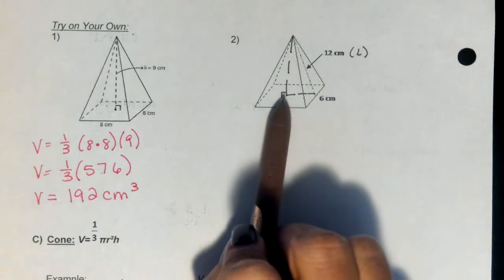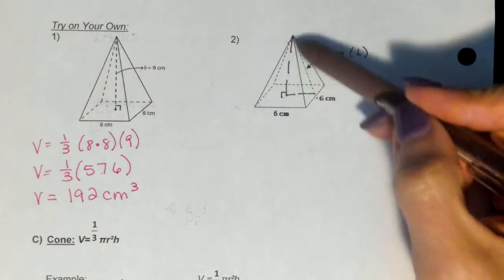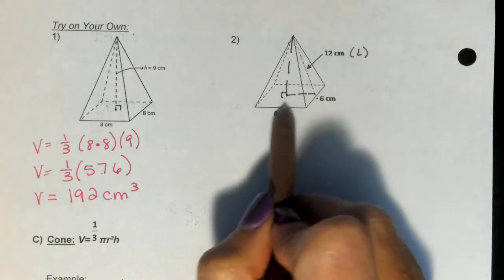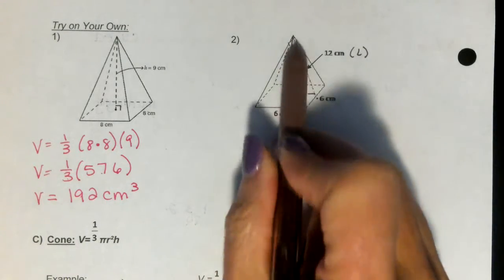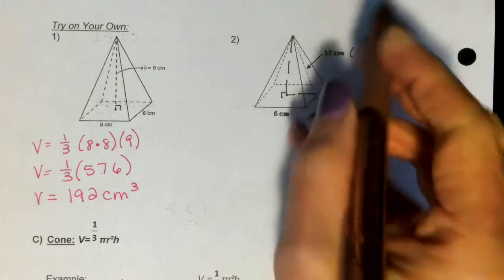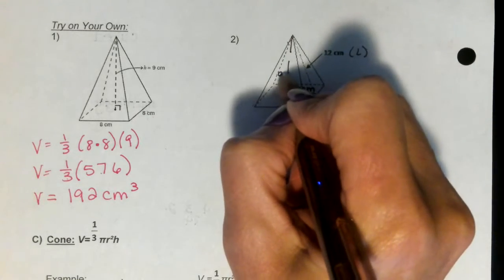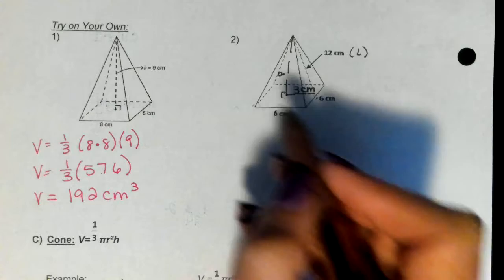So I need to figure out the distance from here to here. This is my hypotenuse, and I can find this leg. So if 6 is all the way across, and if this meets in the center and goes to the edge, it's half of 6. So this is 3 centimeters. And then I'm missing A. So I can do a quick Pythagorean theorem here.